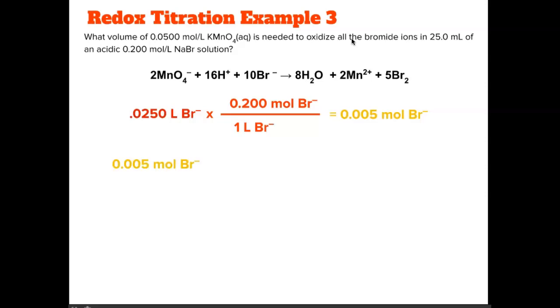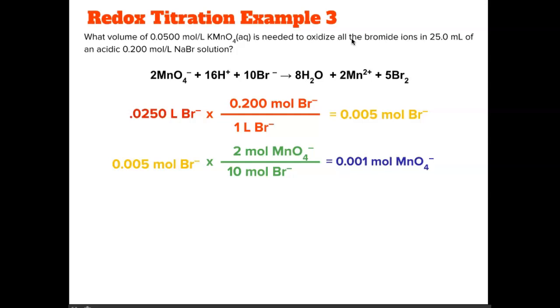I'm going to take my moles of bromine and see how many moles of permanganate would go with that. I know that for every 10 moles of bromine, I have 2 moles of permanganate. This looks pretty similar to our previous problem. So that is going to be equal to 0.001 moles of permanganate.